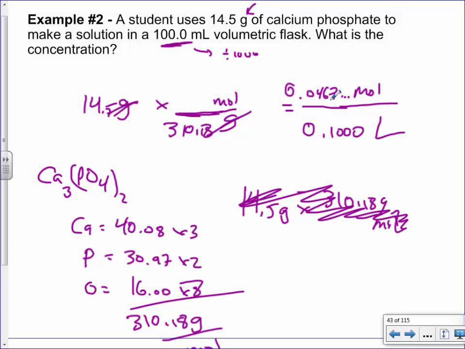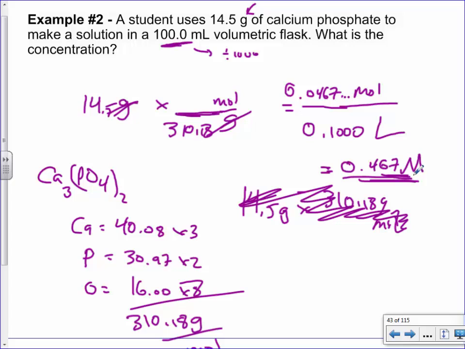I'm not done though, because concentration gets measured in moles per liter. So now that I know how many moles I have, I'm going to divide by how many liters there were. So take that answer in your calculator and divide by 0.100. Here's your final answer, 0.467, capital M.